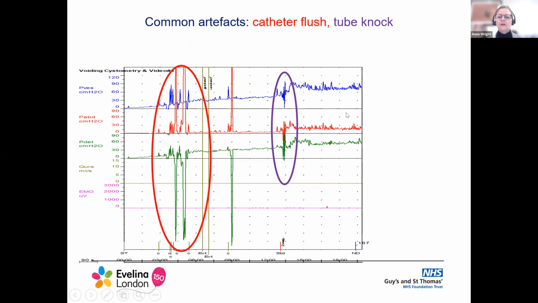Here, two very common artifacts, catheter flush. So here you're going along in the PAB line. The subtraction isn't complete, so the urodynamicist has flushed the rectal catheter on 2 occasions with a subtraction in the PDET line. That's fairly obvious. And here all 3 lines have had sudden movement, and basically the catheters have been knocked.